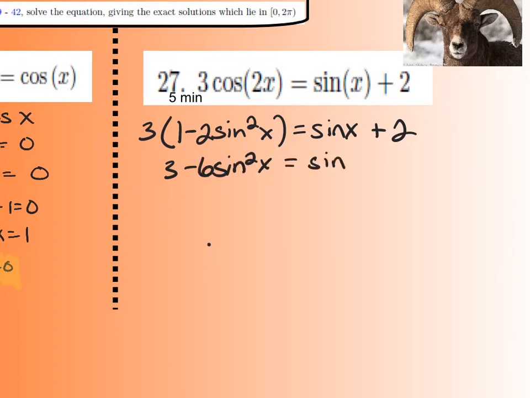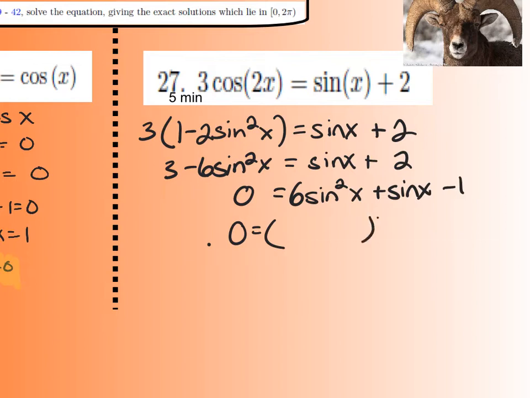I'm going to chuck everything over to the right-hand side. I like to keep my quadratic term positive. I think it's easier to factor. Subtract the 3. I'll try 2 and 3 to start. I think that's going to work. And 1 and 1. And I need a positive sign in the middle. So this one must be positive and this one must be negative.